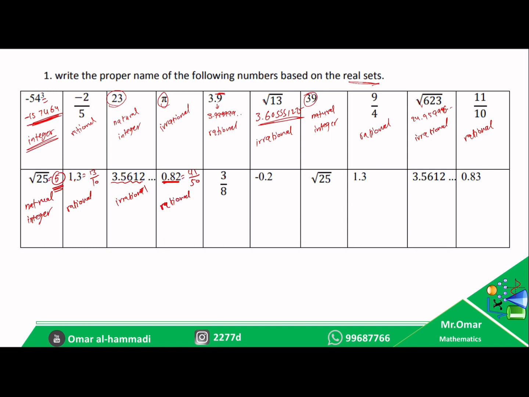3/8, this is also rational. Minus 0.2, 0.2 gives us what? Also minus 1 divided by 5. So we can write it as numerator and denominator, A and B. So this is rational. And this is a repeating one. This is not needed because we already solved the repeating one. That's it.